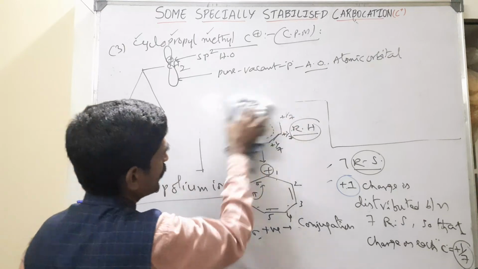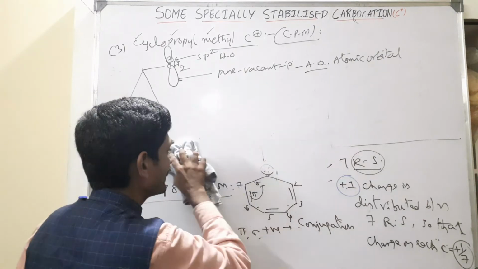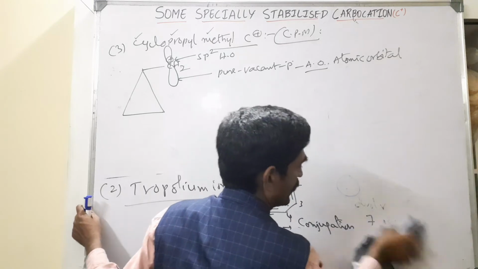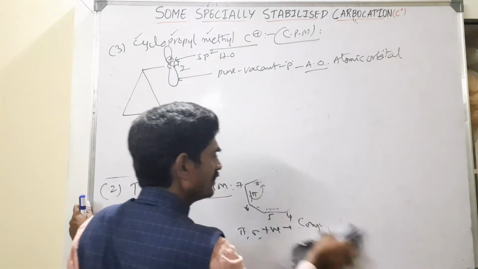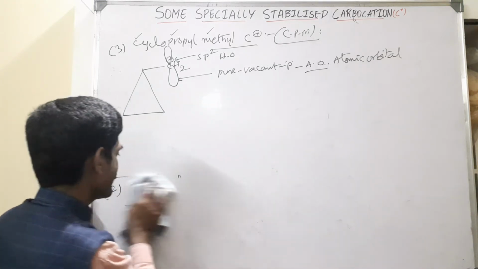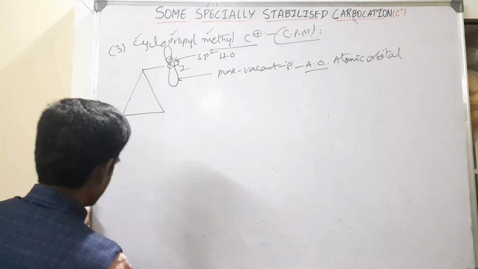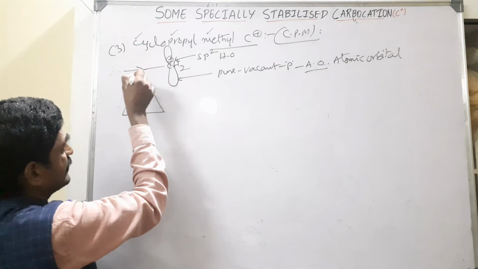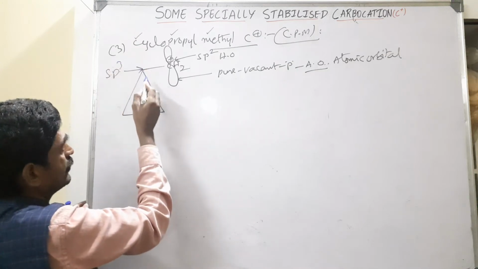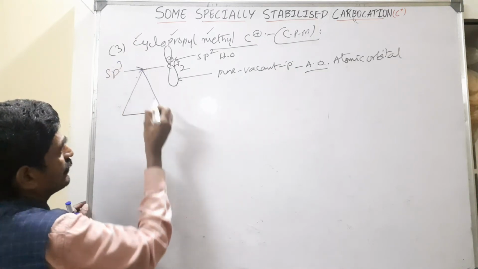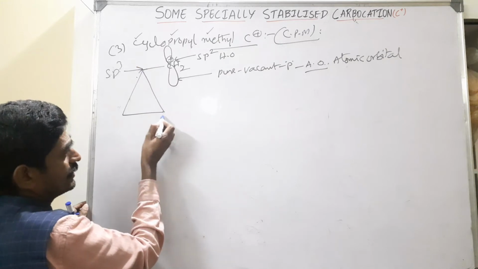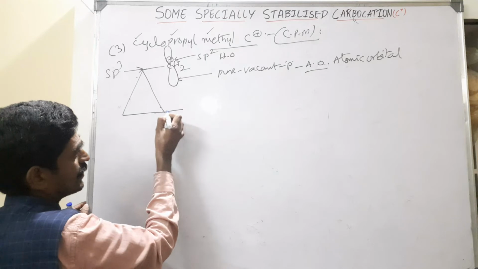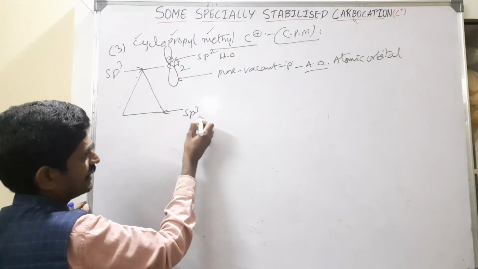Now if this pure p atomic orbital gets electrons, then the carbon carrying the positive charge is going to be stabilized. For that, consider the adjacent carbon, which is sp3, because here 1, 2, 3, one hydrogen is there. Here also two hydrogens are there. So all are sigma bonds, 1, 2, 3, 4, all are sigma bonds. So this carbon also undergoes sp3 hybridization.